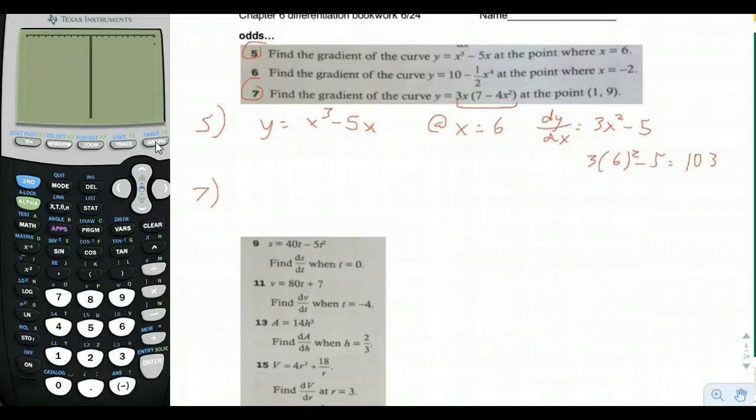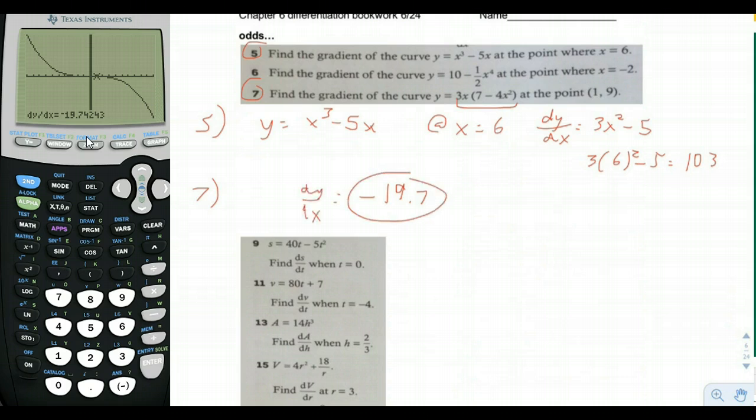We can graph it, and it says it wants to know the gradient at the point 1 comma 9. To find the point 1 comma 9, you would just do trace and then hit 1, and that'll give you the point 1 comma 9. We want to know what the gradient is at that point, so we'll do second calc, and then we'll go to option 6, which is the derivative. And it tells us already that the answer is negative 19.7. Okay, so that is dy dx at x equals 1.